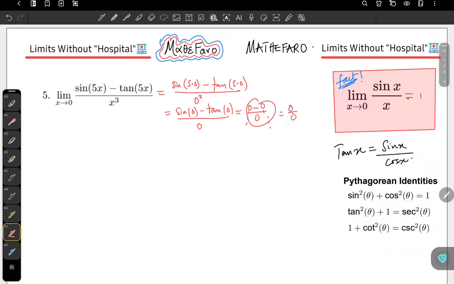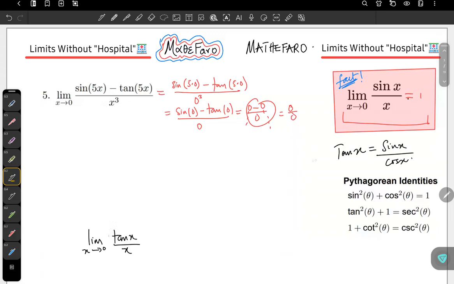Although this is enough grounds for the usage of L'Hopital's rule, we have learned so far in this series that we can actually avoid the use of L'Hopital's rule by playing around with the trigonometric identities and this basic fact. So before we carry on with evaluating this limit, let's look at one new fact that we have not seen, which is actually a product of this fact. That fact is the limit as x goes to 0 of tan x over x. So how do we find this limit?